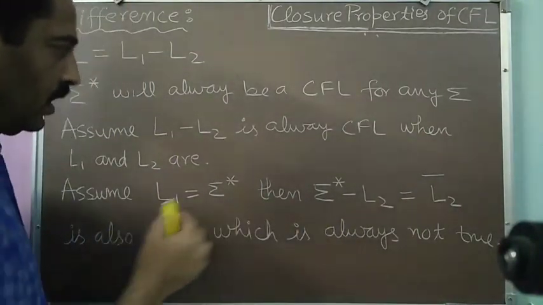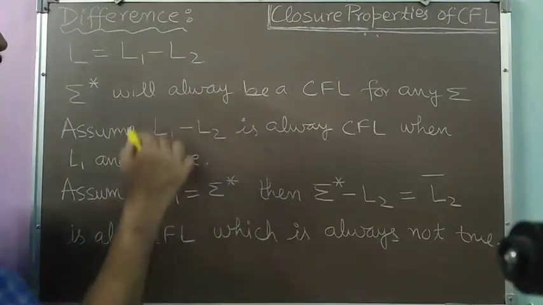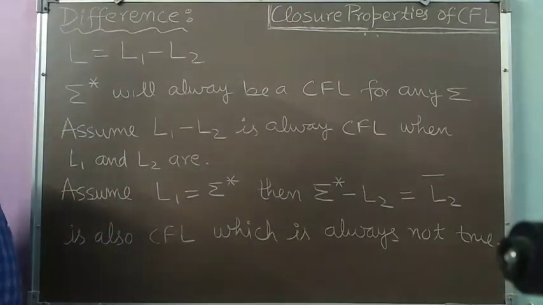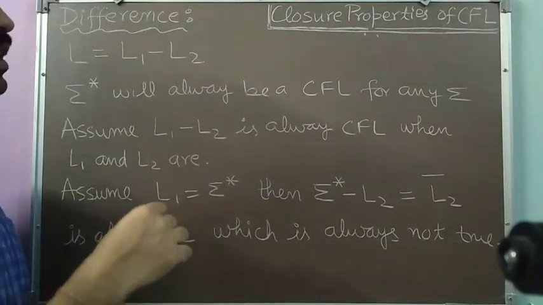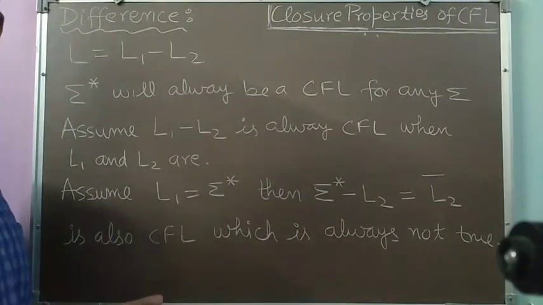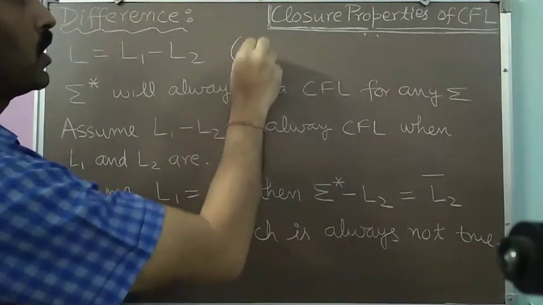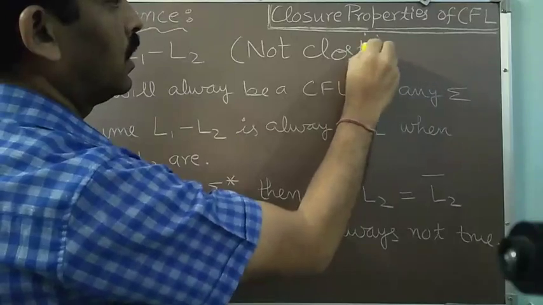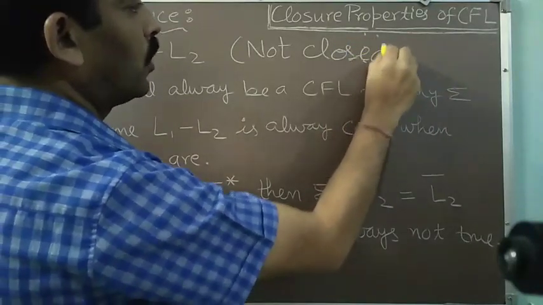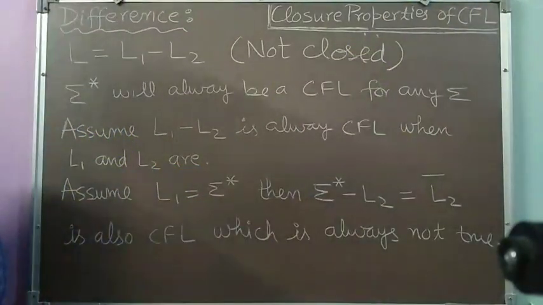Meaning thereby, our assumption that the difference of two languages is always context-free is not correct. So the difference of two context-free languages is not necessarily a context-free language. So this operation, difference, is also not closed for context-free languages.